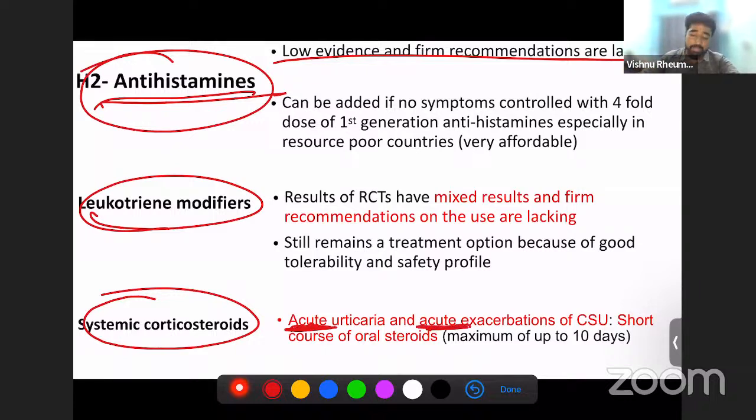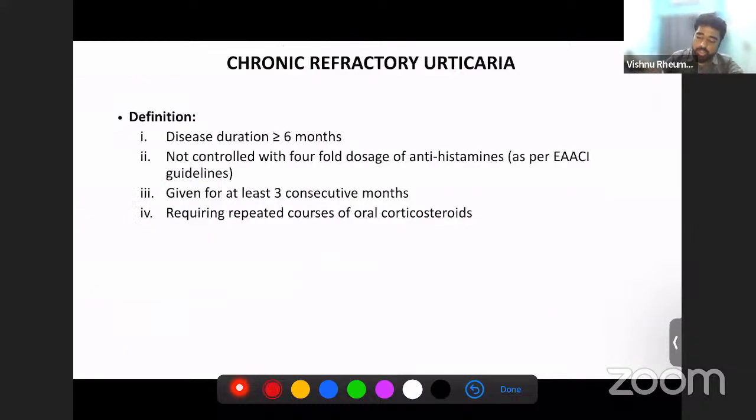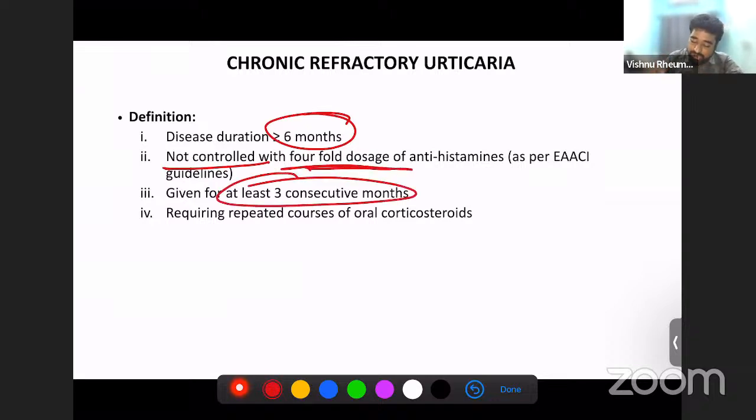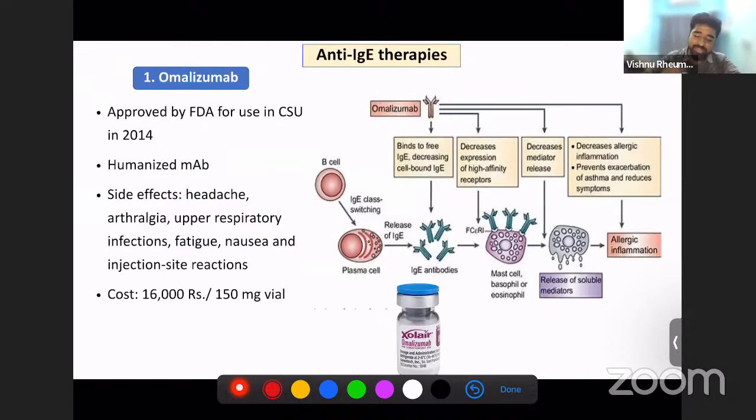of oral steroids. Chronic refractory urticaria, as I told you, is 6 months disease duration, not controlled with increased antihistaminic dose up to fourfold dosage given for at least 3 consecutive months, and requiring repeated oral steroids. So these are the main agents that we use in chronic refractory urticaria after 6 month duration, 3 months of antihistaminic treatment, and repeated requirement of steroids.